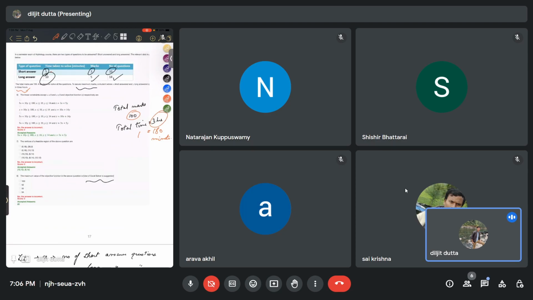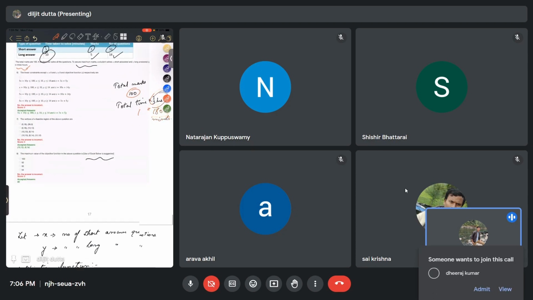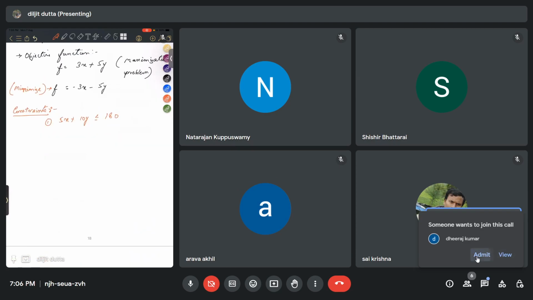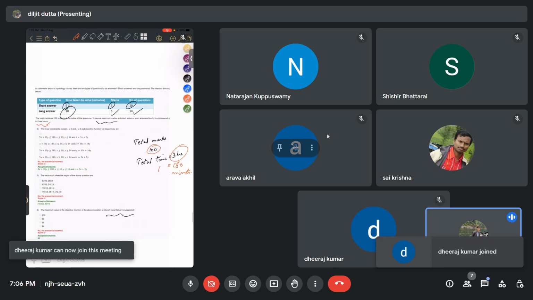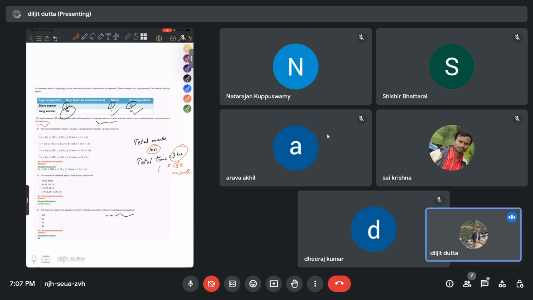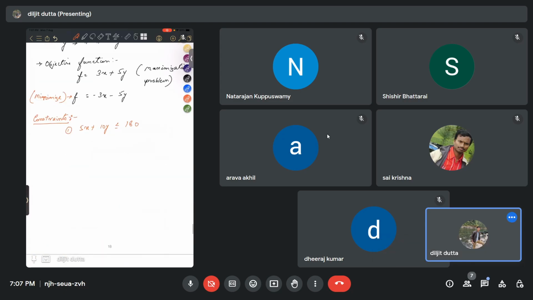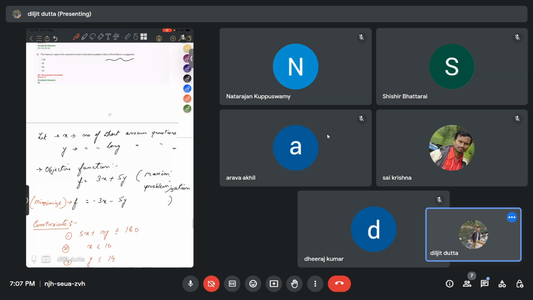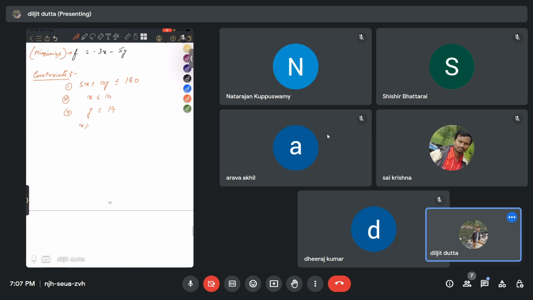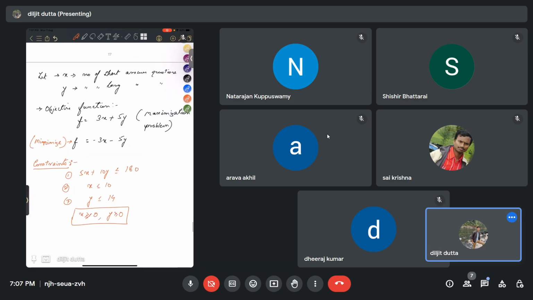Then the second condition is the maximum number of questions that can be solved for a short answer and long answer, which is also given. That is, you cannot solve more than 10 short answer questions and cannot solve more than 14 long answer questions. So second is x less than or equal to 10, third is y less than or equal to 14. And the final constraints are x greater than or equal to 0 and y greater than or equal to 0. Why? Because the decision variables should be greater than or equal to 0. So we have formulated the problem.